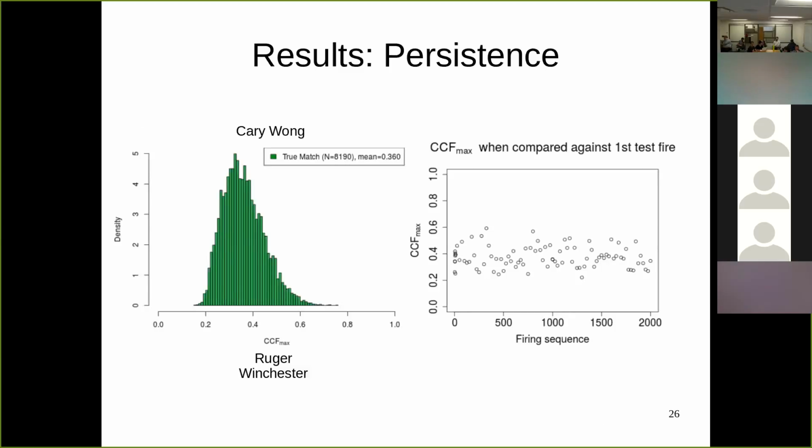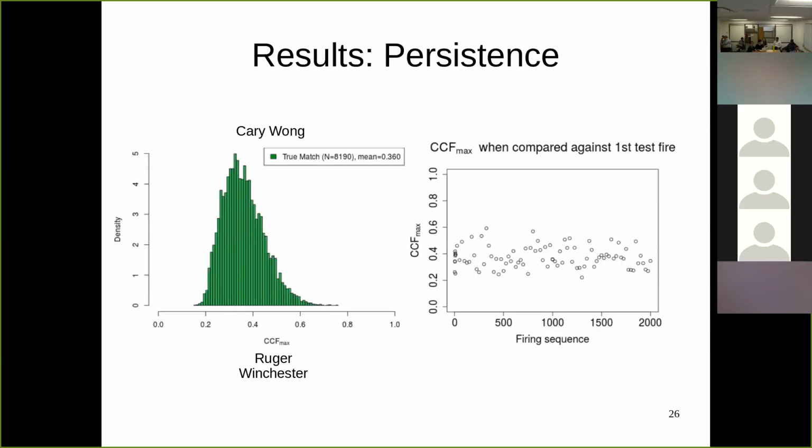For this Kerry Wong study, they fired the same gun, the same Ruger gun, 2,000 times and collected the cartridge cases at regular intervals. So all of the pairs here would be matches. There are no non-matches. But you see that the similarity scores are actually pretty low. They range from 0.2 to 0.6 and the mean is less than 0.4. So again, I don't really have a good explanation for why the results for this set are so poor.